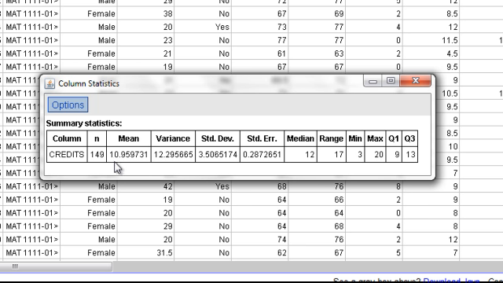The mean was about 10.96, so almost 11 credits on average. The variance was about 12.3. The standard deviation was about 3.51. The median was 12 credits, so 50% of the people who took the survey took 12 credits or less. 50% took 12 credits or more. The range was 17. Again, that's one measure of spread. So if you take the max, 20, minus the min, 3, you get the range. Q1 was 9, Q3 was 13.